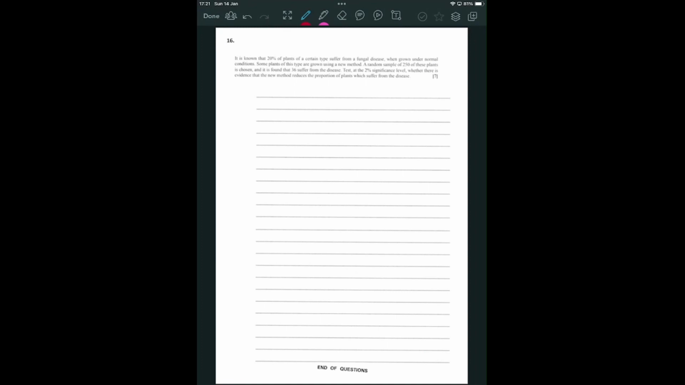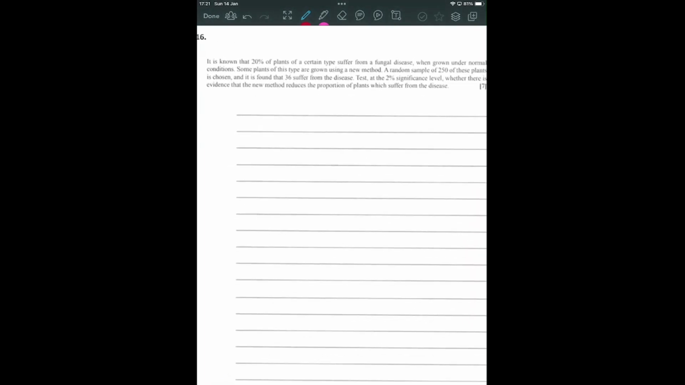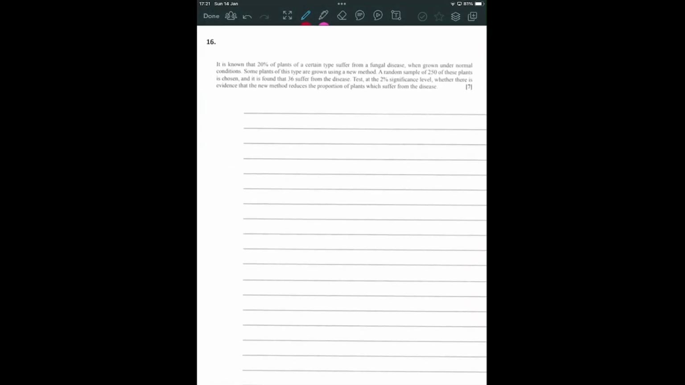Question 16. It is known that 20% of plants of a certain type suffer from a fungal disease when grown under normal conditions. Some of these plants are grown in a new method. A random sample of 250 of these plants is chosen, and it's found that 36 suffer. Test at the 2% significance level whether there's evidence that the new method reduces the proportion of plants which suffer from the disease. Hypothesis testing, everyone's favourite.